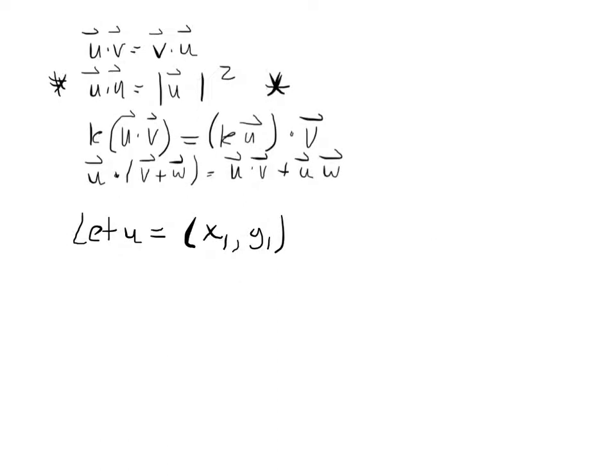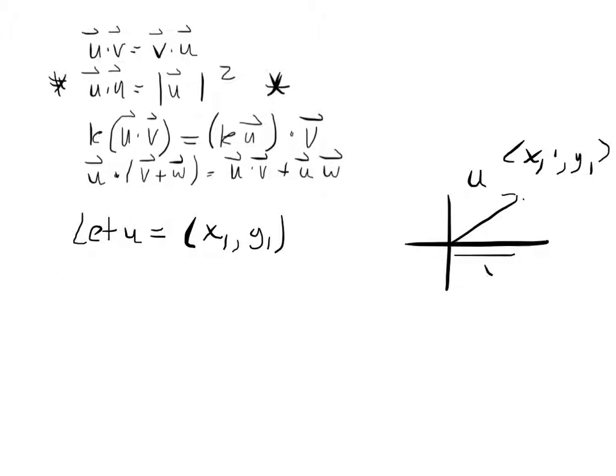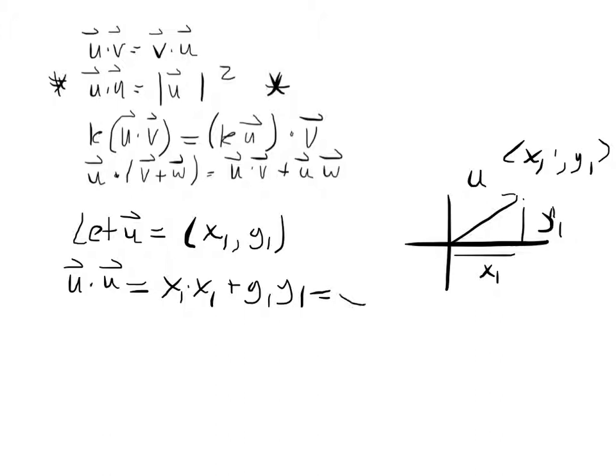So let u equal x1, y1. We can put u here with its tail at the origin, and in component form let it be x1, y1, x1 here, y1 here, and then go ahead and look at your u dot u. So u dot u is going to be x1 x1 plus y1 y1, which equals x1 squared plus y1 squared.